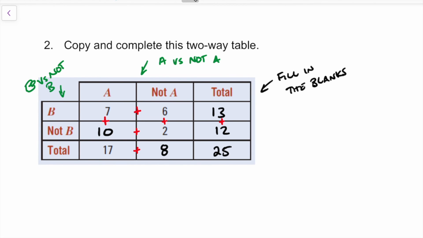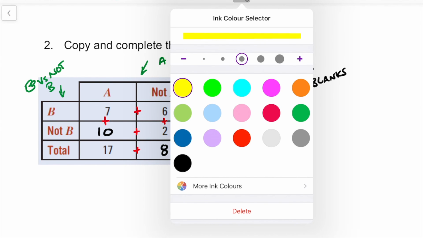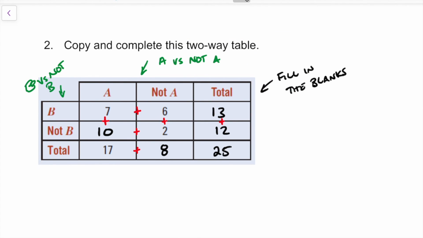Pretty simple. We just started by filling in that blank and that blank. And that gives us a really, really good starting point, okay, to get to our total. So that gets us to our total. And that's how we can fill in a two-way table.